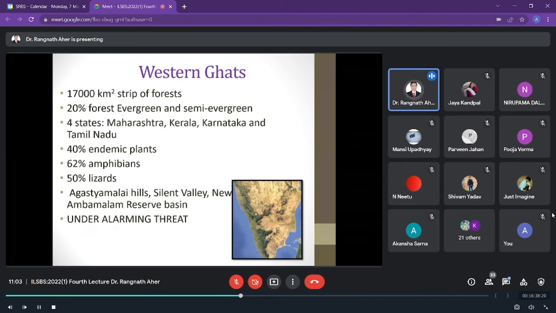Next, the Western Ghat. A 70,000 square kilometer strip of forest is spread over the Western Ghats. 20% of the forest is evergreen and semi-evergreen forest. 4 states belong to the Western Ghat: Maharashtra, Kerala, Karnataka and Tamil Nadu. 40% of plants are endemic, 62% of amphibians, then 50% of lizards. The Agastya-Malaya Hills, Silent Valley, and Ambalavayal Reserve Basins are all under alarming threat. This is the Western Ghat area.